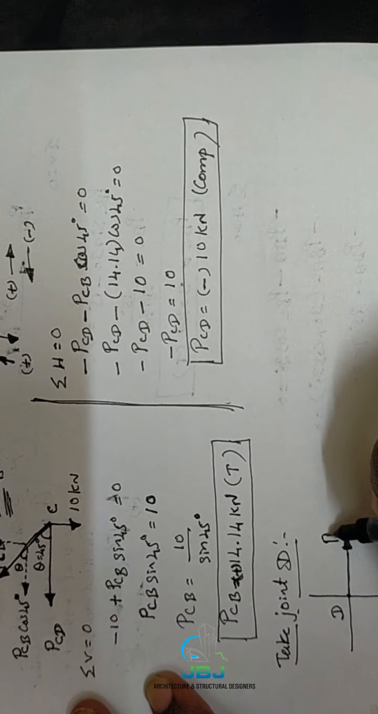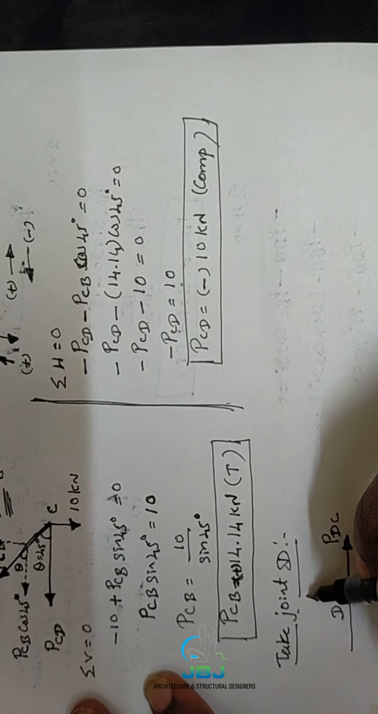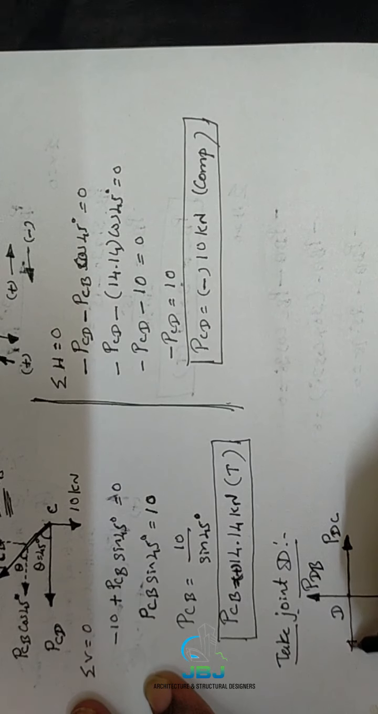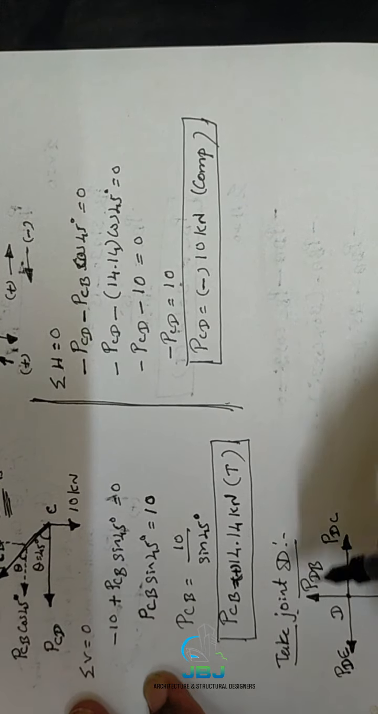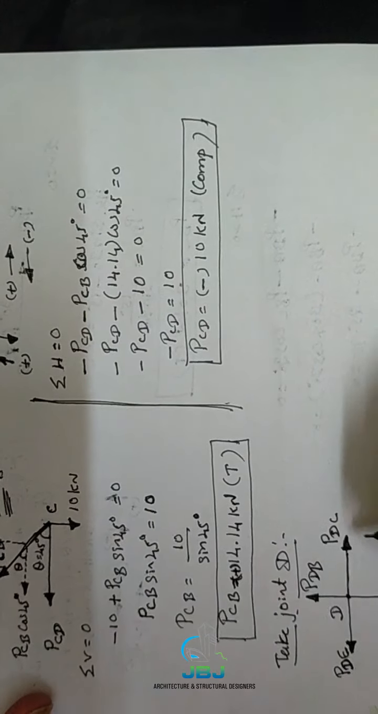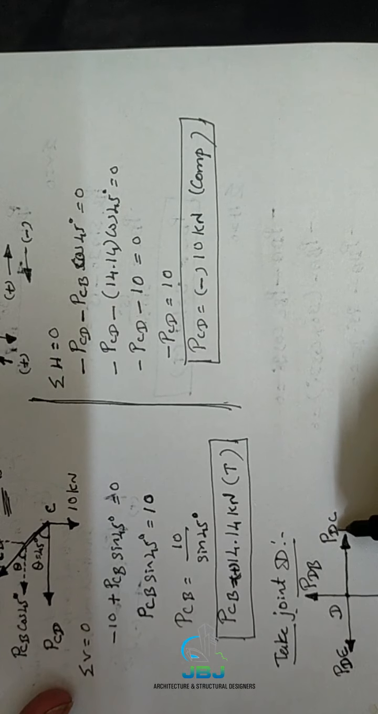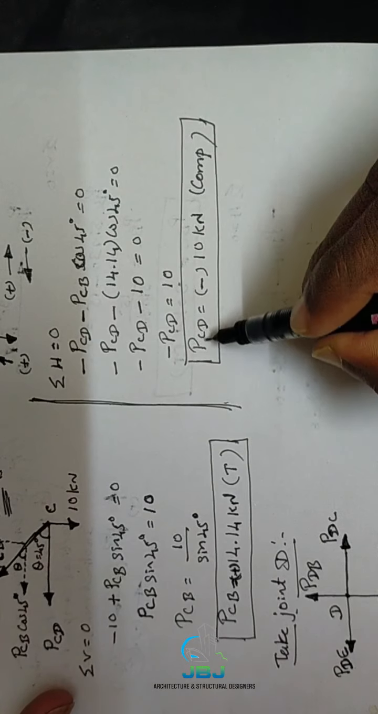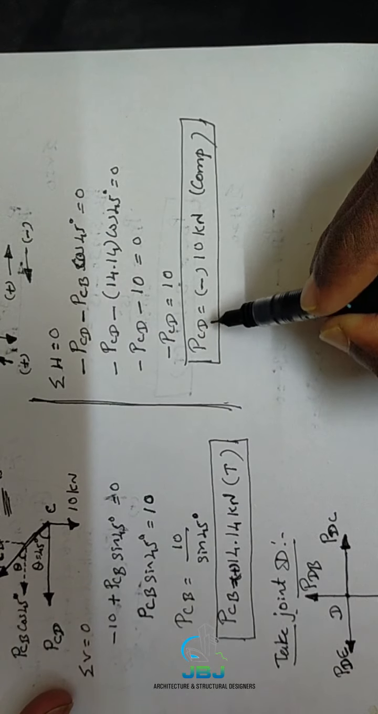PDC, PDB, PDE. These are the names of the members at this joint, and we assume that all members are tension members. No need to get confused about that. I will explain clearly, because PDC and PCD are both the same.